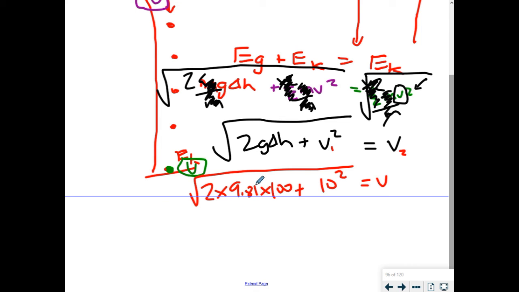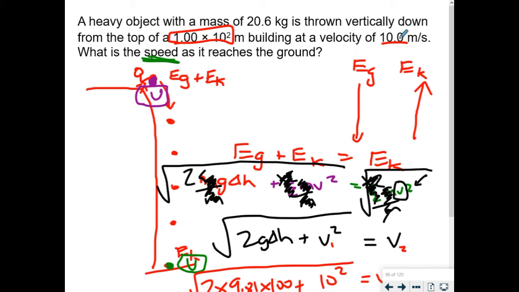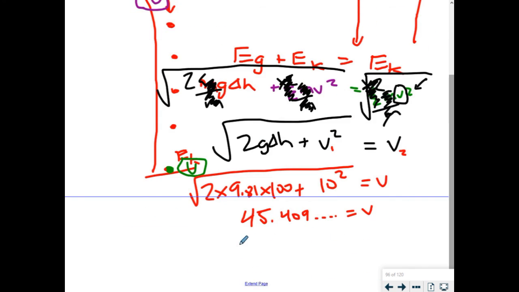I got a velocity when I was done of 45.409, etc. is what v was equal to. Based on the significant digits, this had 3, I used that number. This had 3, I used that number. This had 3, I didn't even use that number. So it looks like I get 3. So let's make this be 45.4 meters per second. Whew. That's it.